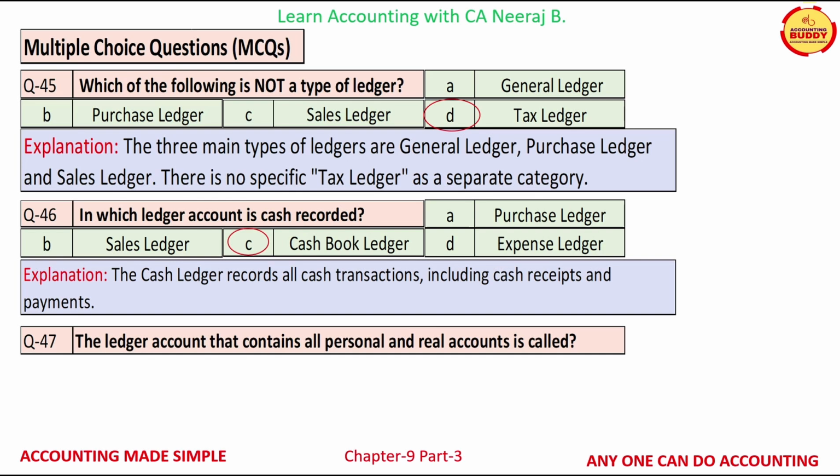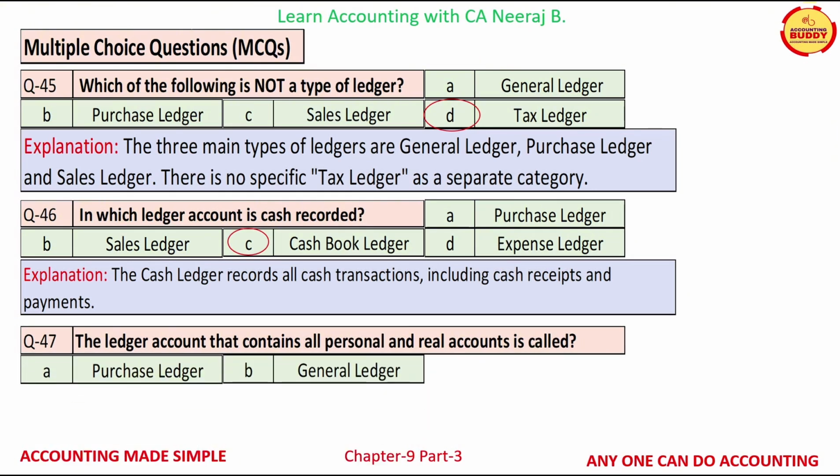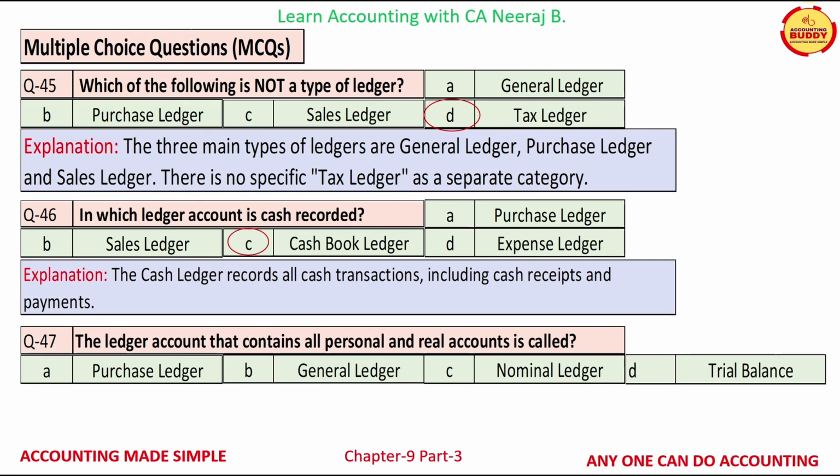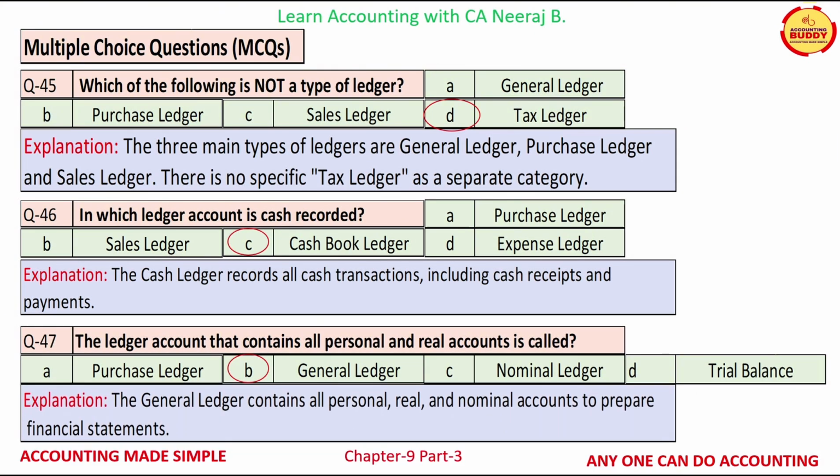Question number 47 is, the ledger account that contains all personal and real accounts is called, and the available options are option A, purchase ledger, option B, journal ledger, option C, nominal ledger, and option D, trial balance. And the correct answer is option B, journal ledger. And the explanation for this option is the journal ledger contains all personal, real and nominal accounts to prepare financial statements.